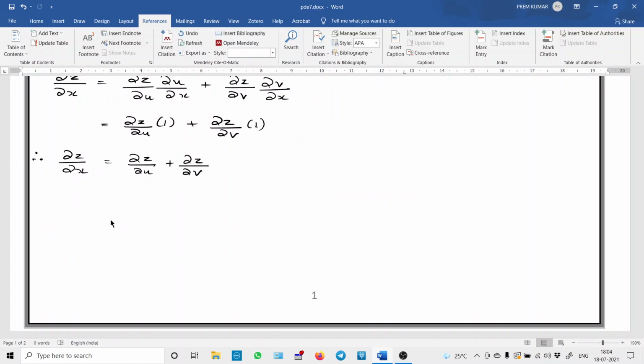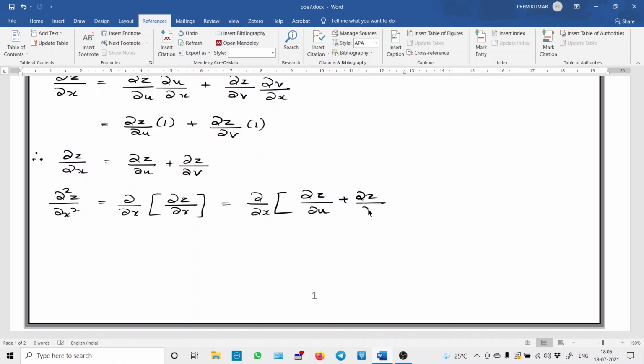Now we are going to find ∂²z/∂x². ∂²z/∂x² is nothing but ∂/∂x of ∂z/∂x. So what is ∂z/∂x? Just now we found it from the previous step, we write as it is: ∂/∂x of (∂z/∂u plus ∂z/∂v).